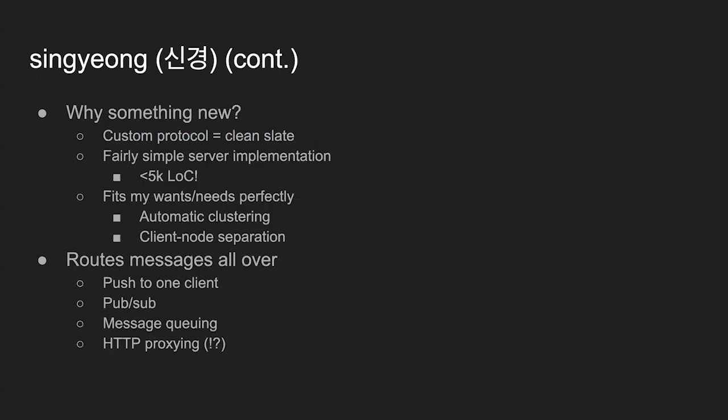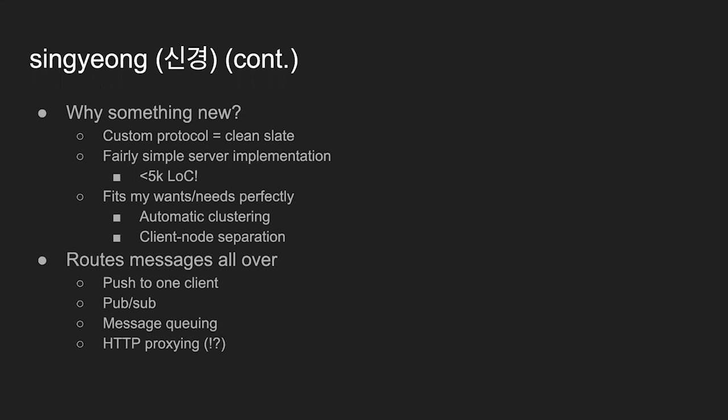So why would I make something new? Well, by implementing something new, I can make a custom protocol for it. That means I can have a clean slate. Instead of having to work with RabbitMQ to write a plugin or work with another message queue and fit into that worldview, I can make it do what I want exactly how I want it. It also lets me have a really simple server implementation, less than 5,000 lines of code. At the time that I put this talk together, it was at only about 3.6 thousand. I don't think it's moved much. And it can fit my wants and needs perfectly.